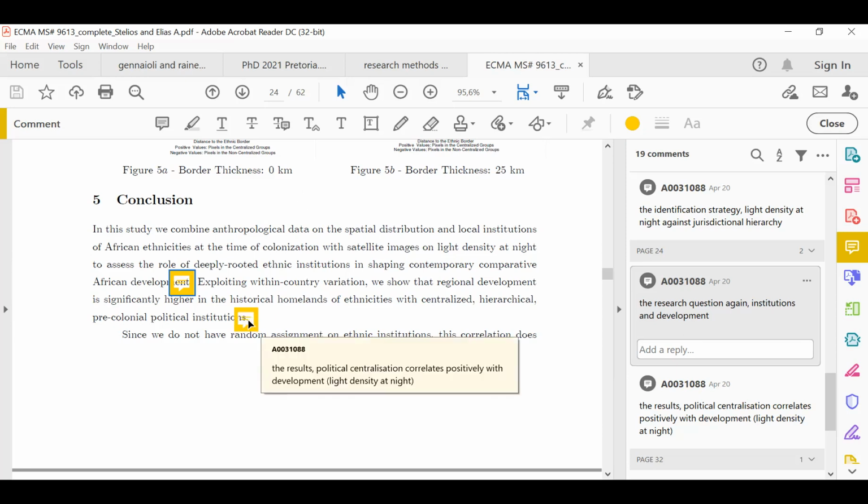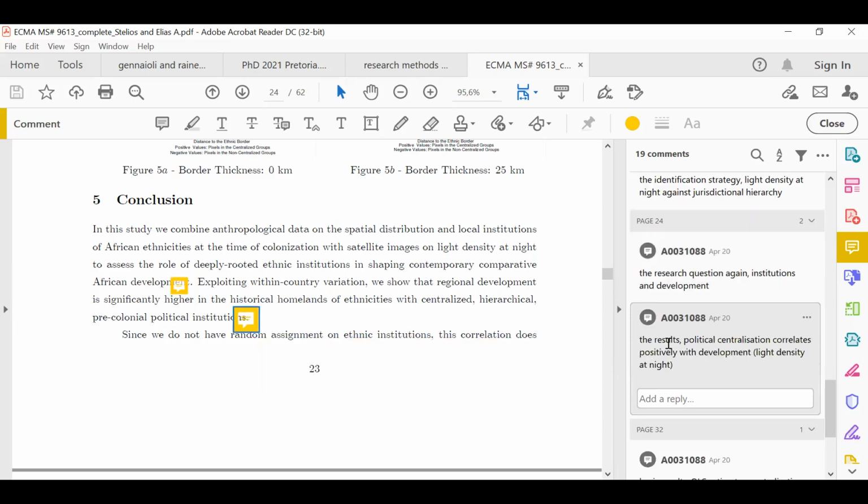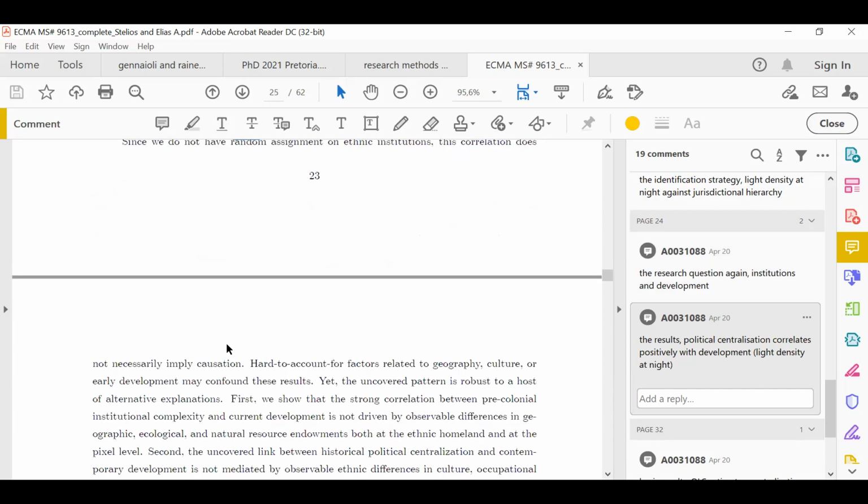So much about curriculum transformation. Anyway, the results: political centralization correlates positively with development in terms of light density at night. So essentially, they are giving us again the research question, institutions and development, and the results, positive correlations between centralization and development.